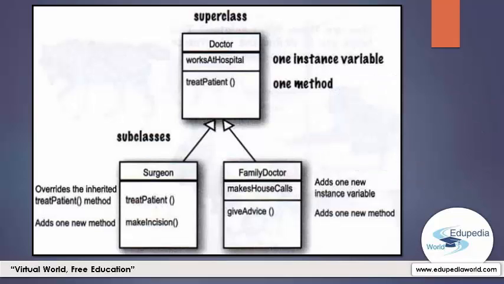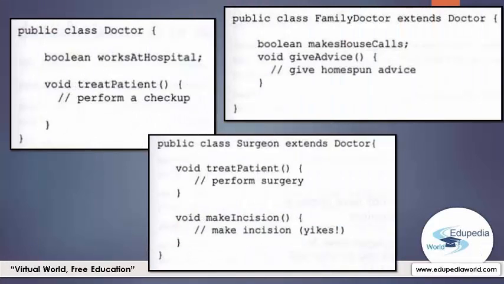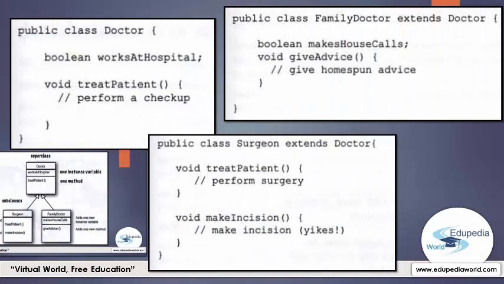If we want to implement this design into Java code, this is how we can do it. We have to first start from the superclass, the doctor class. Inside the doctor class, we have our instance variable, works at hospital, which is a Boolean type variable, and the method treat patient. And now for the subclasses.